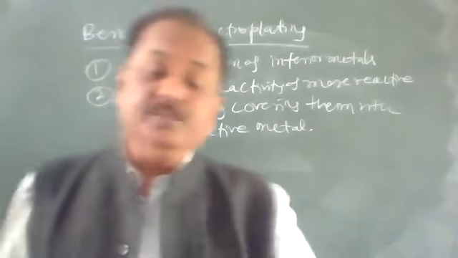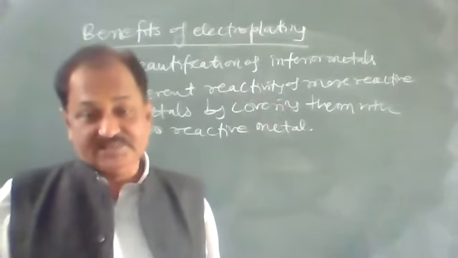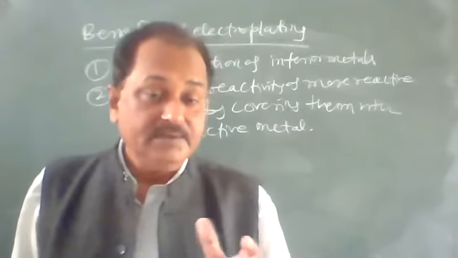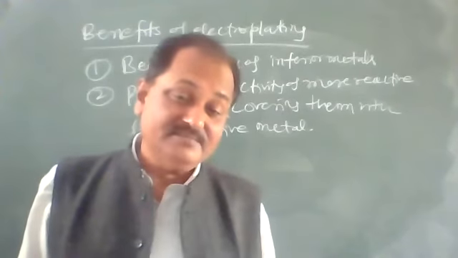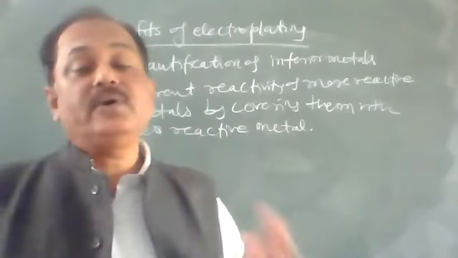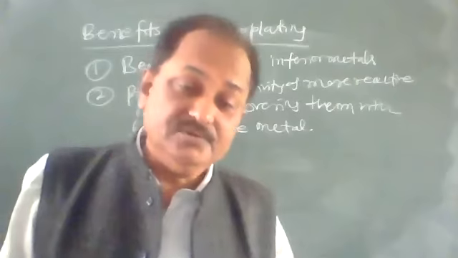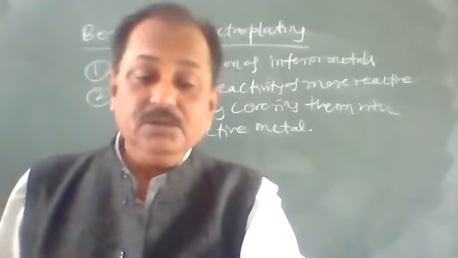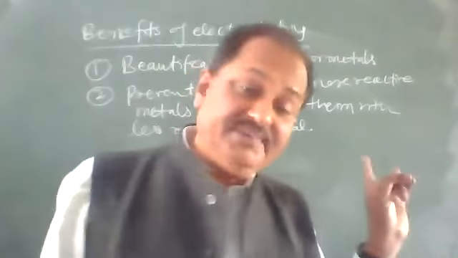You might have seen in our homes there are many decorative pieces. Decorative pieces are made up of basically copper, but they are coated by silver. Similarly, the artificial ornaments are made up of silver, but they are coated by gold. So this is the beautification.